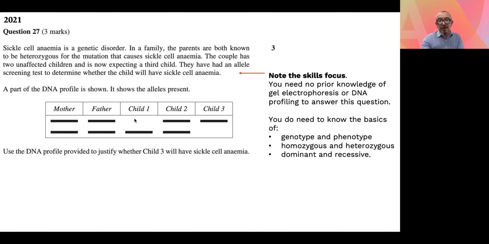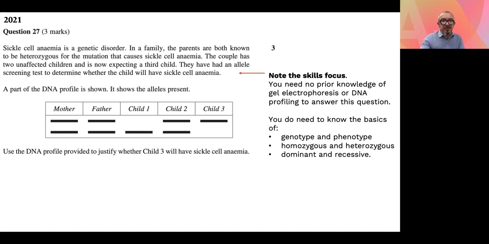And therefore, child 1 and child 2 do not have it because they've both got, in child 1's case, both copies dominant, whereas child 2 has one dominant, one recessive allele, but the dominant allele actually masks the recessive allele. That therefore means that child 3 is homozygous recessive, so little t, and therefore will be guaranteed to have the condition sickle cell anemia.